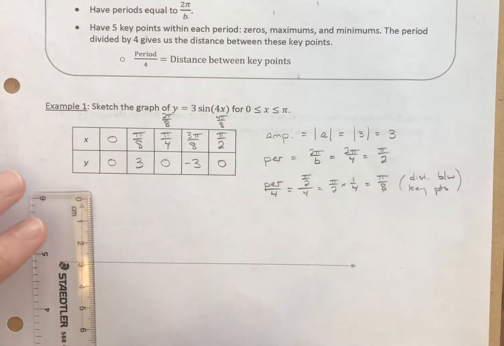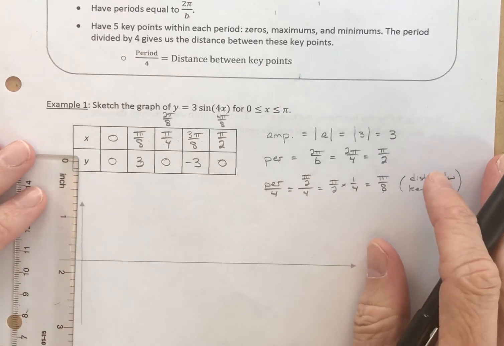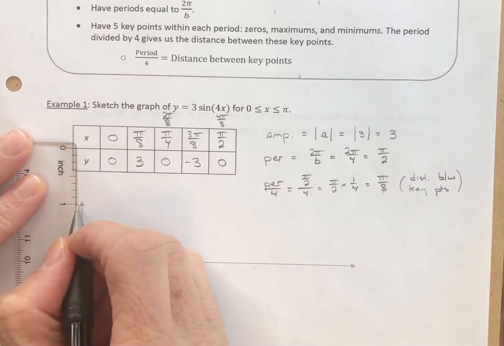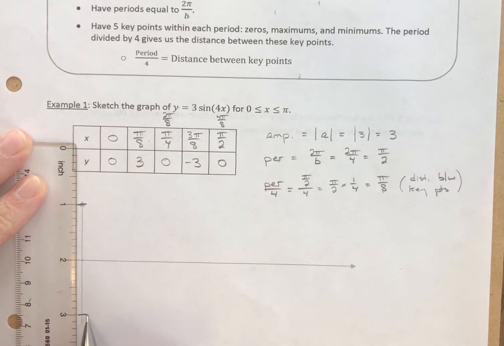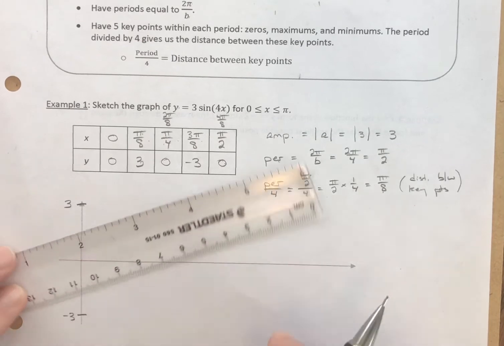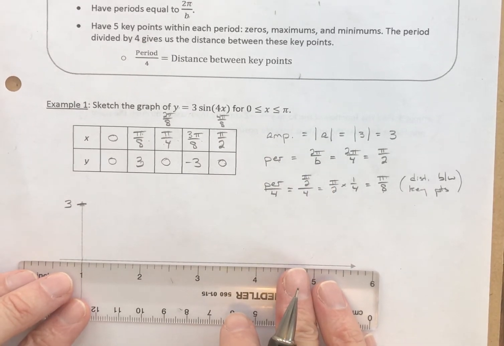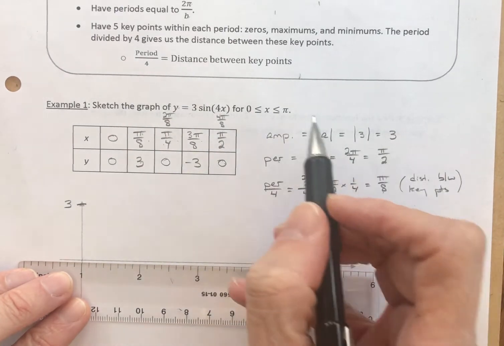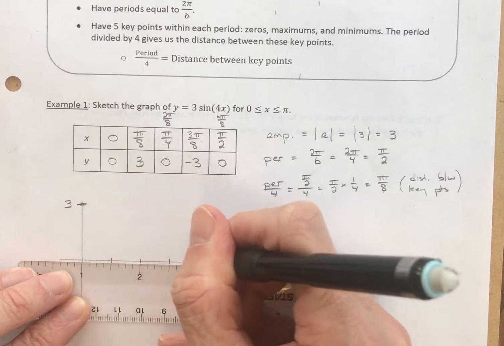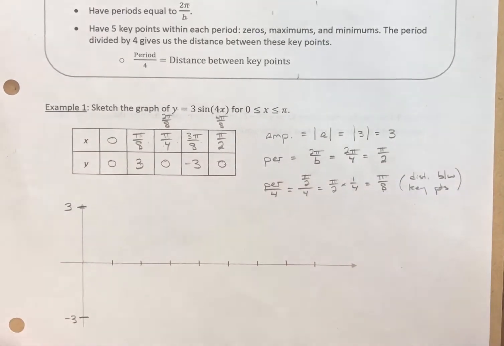Okay, so this is 1 period's worth of points. Now we know the amplitude is 3. I'm going to go 1 inch above and below, and we'll call this 3 and negative 3. And because I need to make 2 full periods, again the period is pi over 2, and I need to go between 0 and pi, I'll mark them every 1/4 inch in my case.